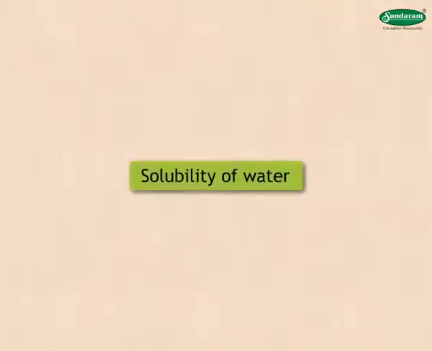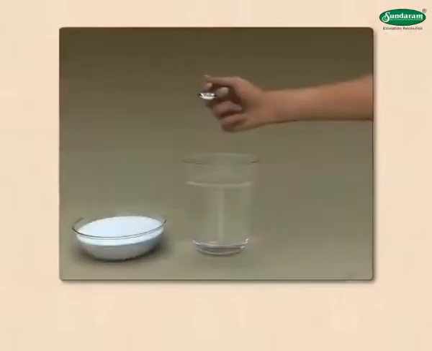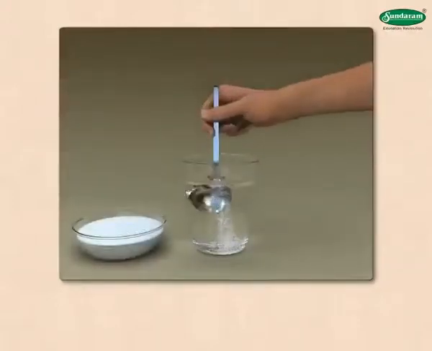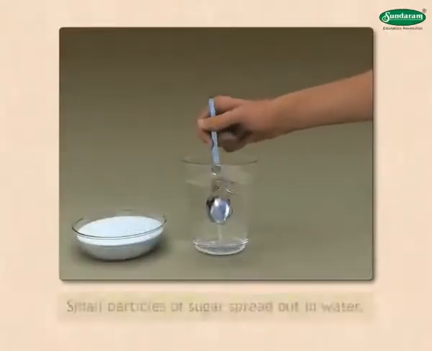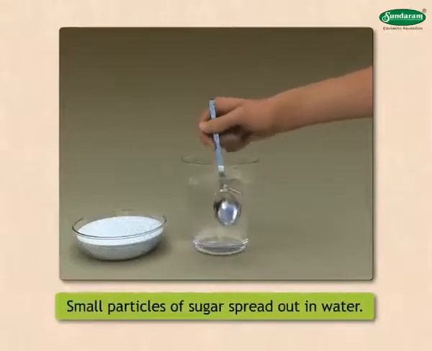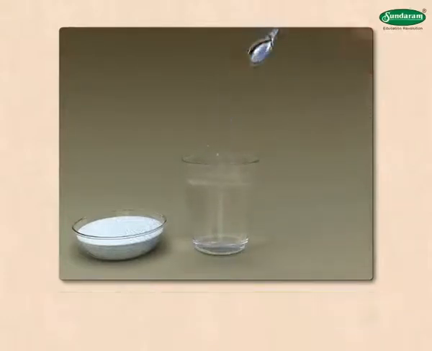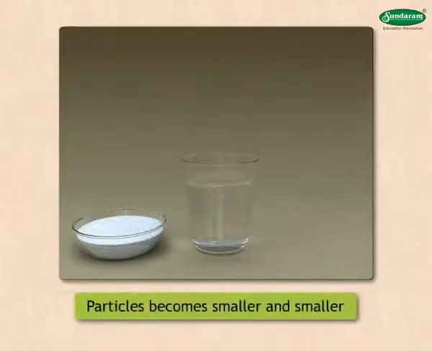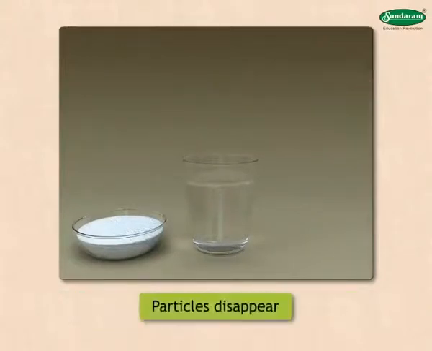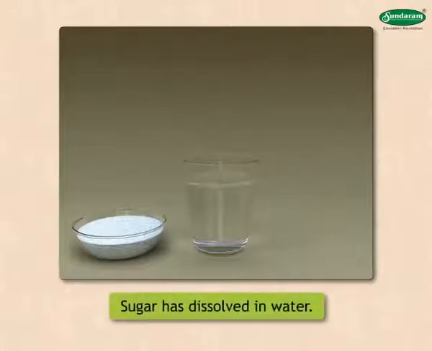Let us come to the last part of the chapter, that is, solubility of water. What happens when we add sugar to water and stir it? Small particles of sugar spread out in the water. Gradually, they become smaller and smaller and disappear completely in the water. We say that the sugar has dissolved in the water.